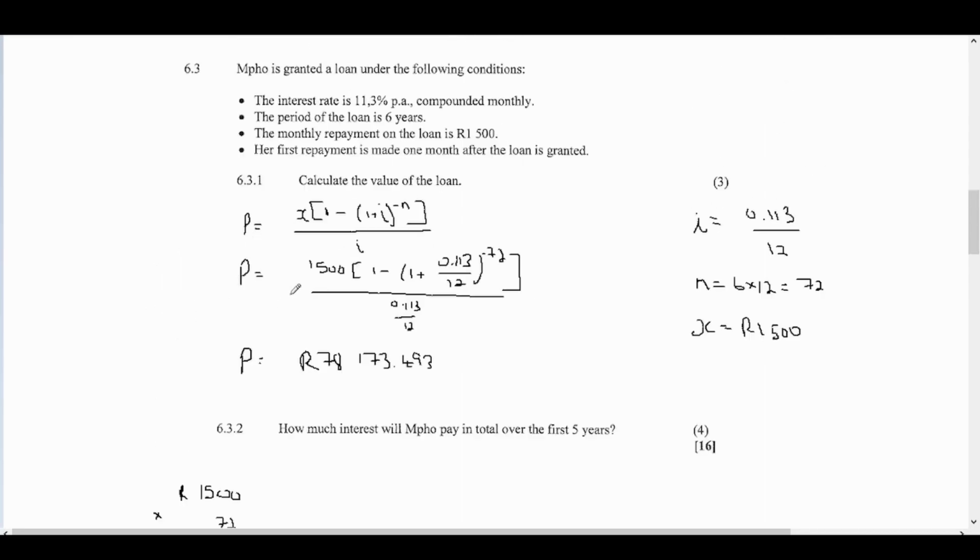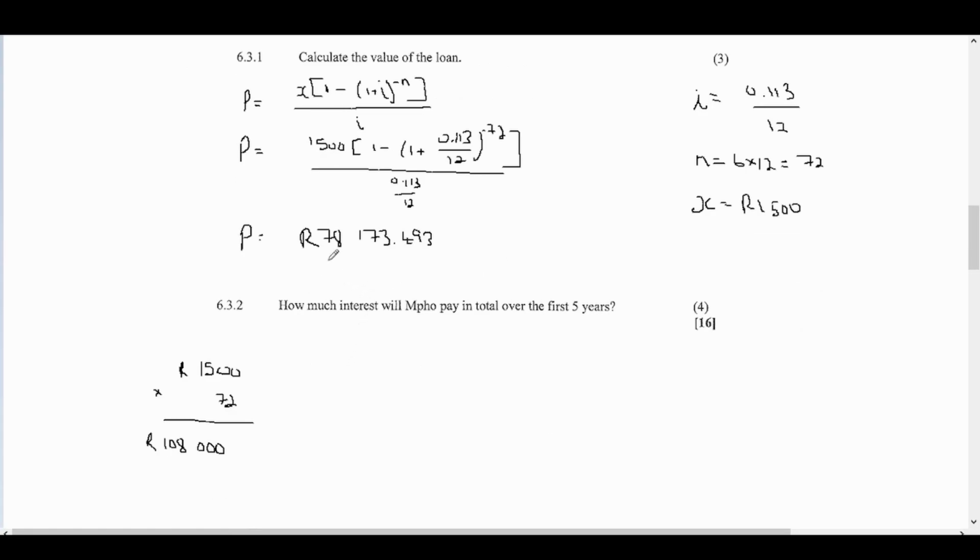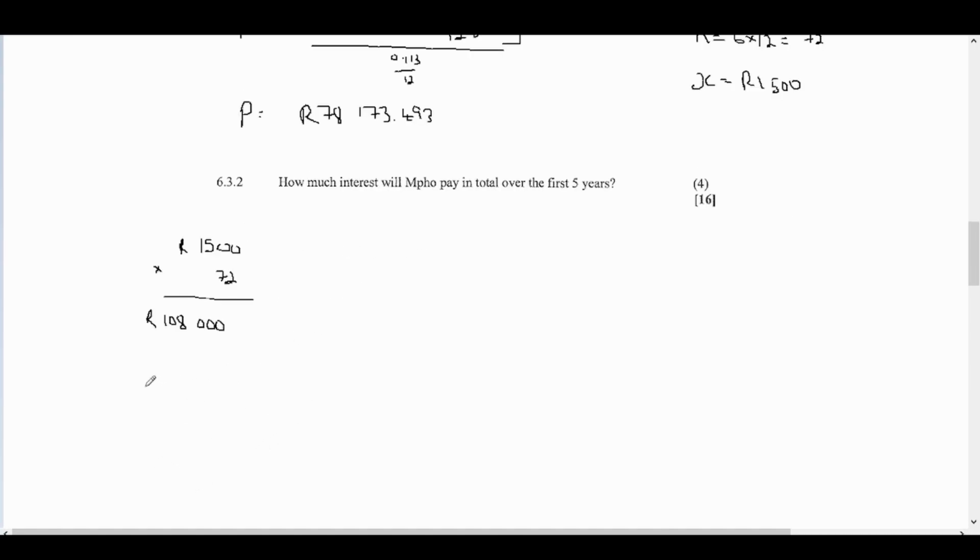But you can see that the loan that he was given for the period was only 78,000 rand. So he paid a significantly larger amount in interest. If you minus this amount, the 78,173, this remaining amount is something like 29,000 something. So there's quite a lot of interest, but that's of course over the full 6 years, and they're asking for only the first 5 years.